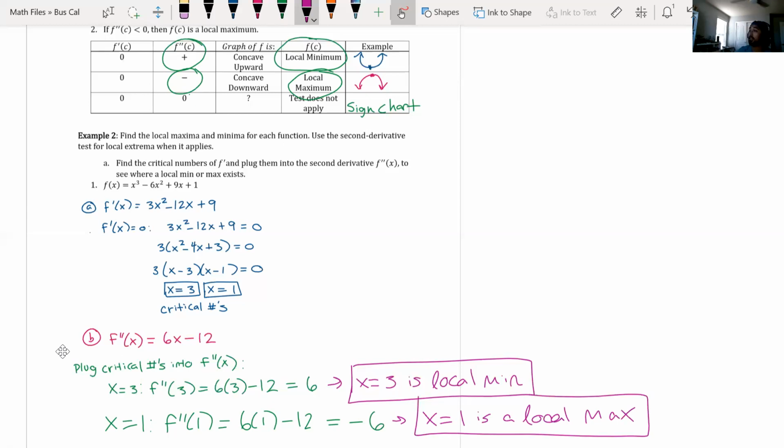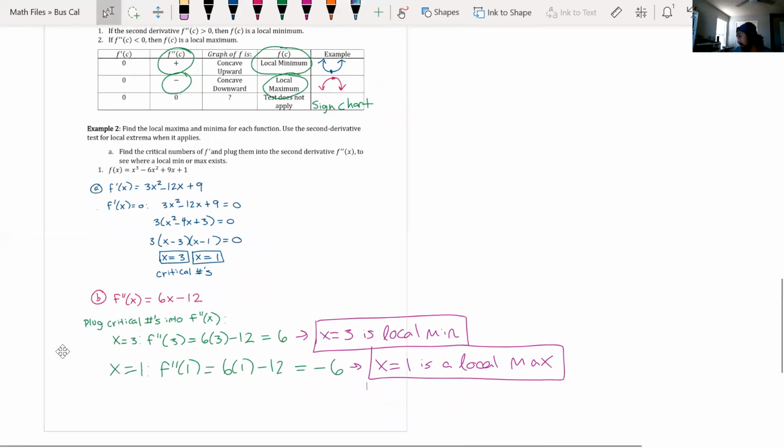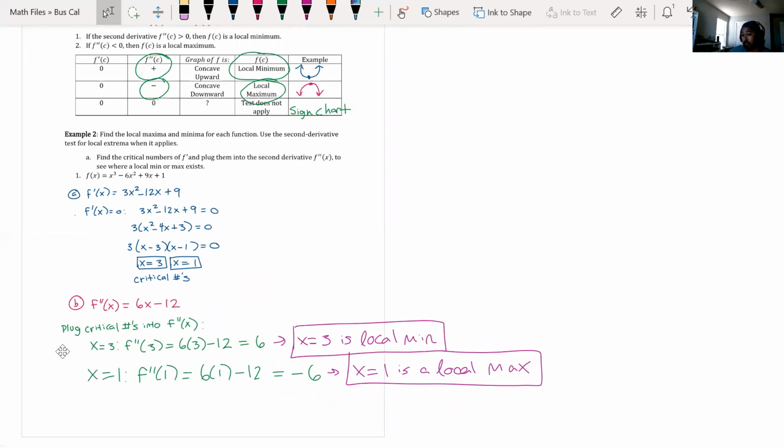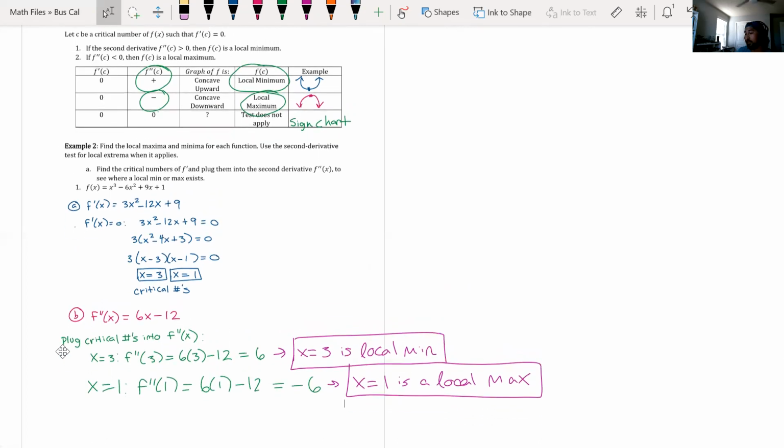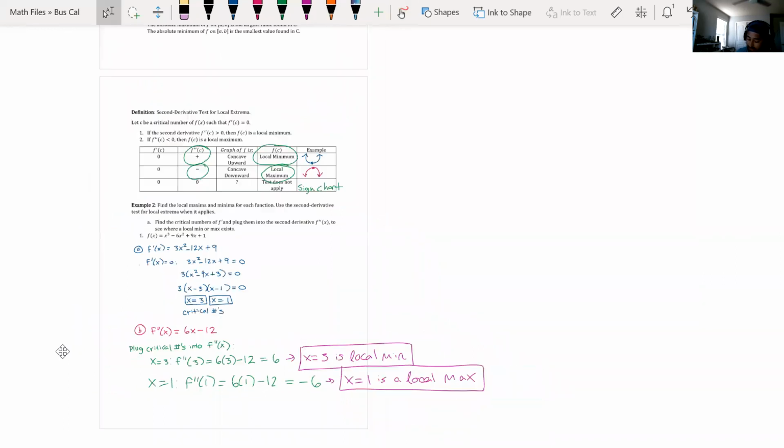And that's it. That's how you use the second derivative test. It avoids a sign chart. I don't know how much time that saves, because if it fails, you still have to make a sign chart. Any questions on that page? And of course, if you needed to find the exact location of your max and mins, you would take these points and plug them into the original function. But that's it, guys. We're done.